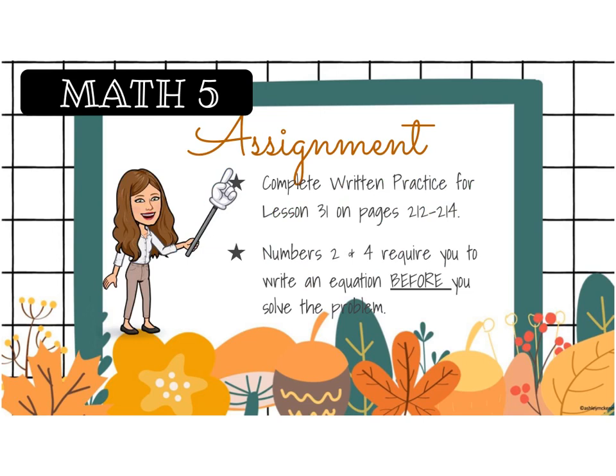So for your assignment today, you're doing the written practice 1 through 30. It starts on page 212, goes to 214, and numbers 2 and 4 ask you to write an equation. So for numbers 2 and 4, you need to have an equation. You have the rest of class. We've got 35 minutes to get this done, which is more than enough time if you use your time wisely. You guys may start as soon as I pass out your papers.